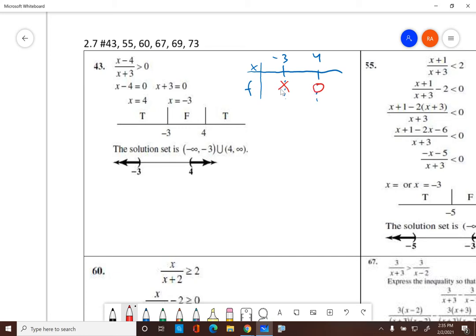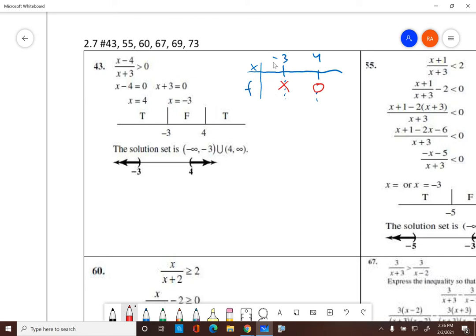So if the only possible place you can change from positive to negative is at an x-intercept or vertical asymptote, that means I just need to check each of these buckets, check one point, check the sign of that value. I don't even need the value, just the sign of it. And if it's positive, everything in that bucket's positive.